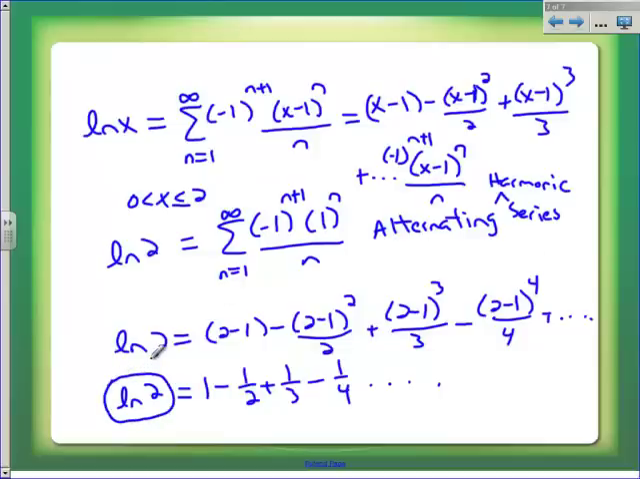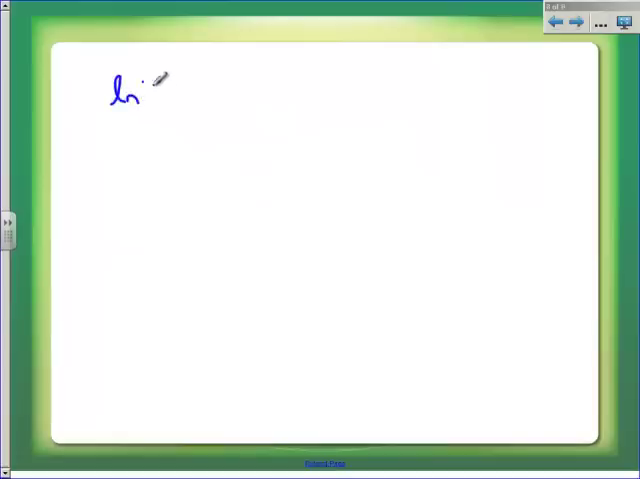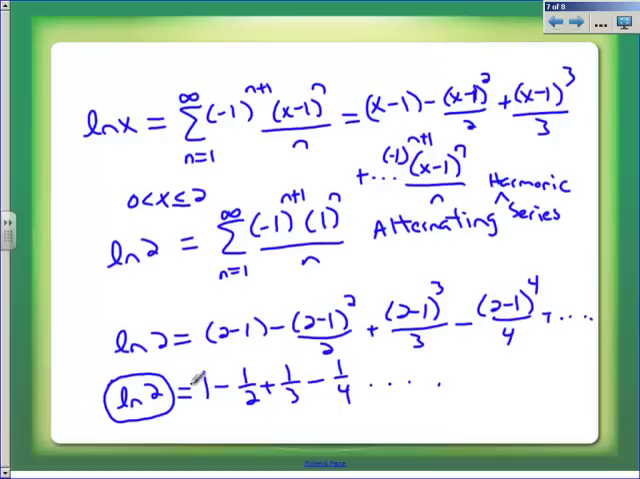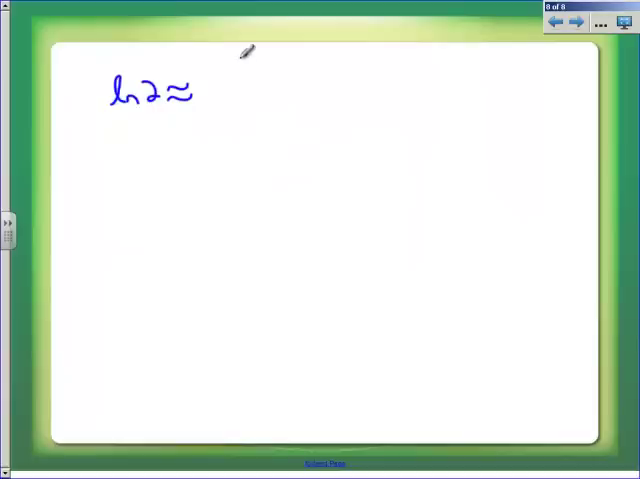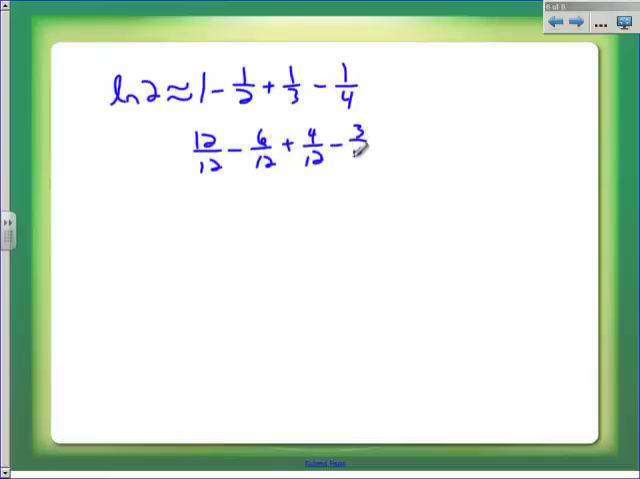But now let's estimate this. What is the natural log of 2? Why is this Taylor polynomial helpful? Well, I can say that the natural log of 2 is approximately equal to the first few terms, and I'm going to stop at some point. Let's do 1 minus a half plus a third minus a fourth. Now, obviously, I've left off some other things, but we know the error in the alternating series test. Let's figure out what this works out to be. Let's do all of these in twelfths. So this is 12 twelfths minus 6 twelfths plus 4 twelfths minus 3 twelfths.